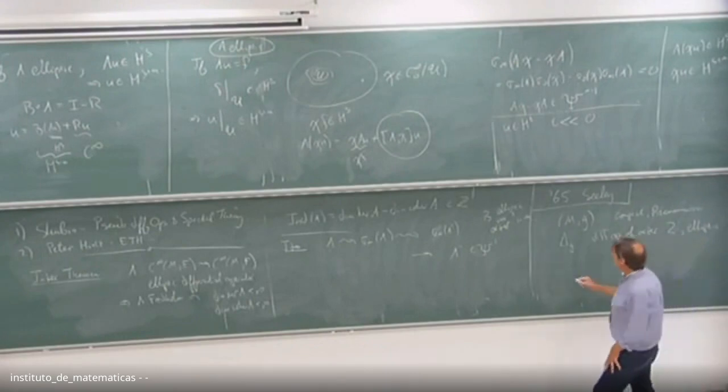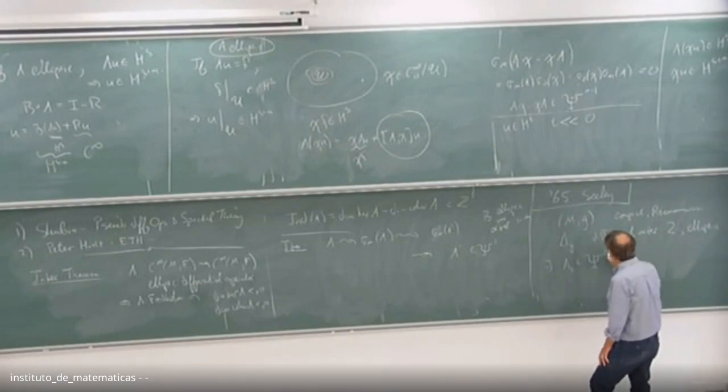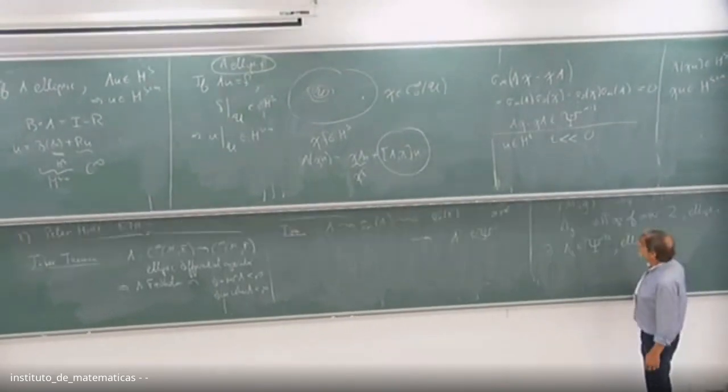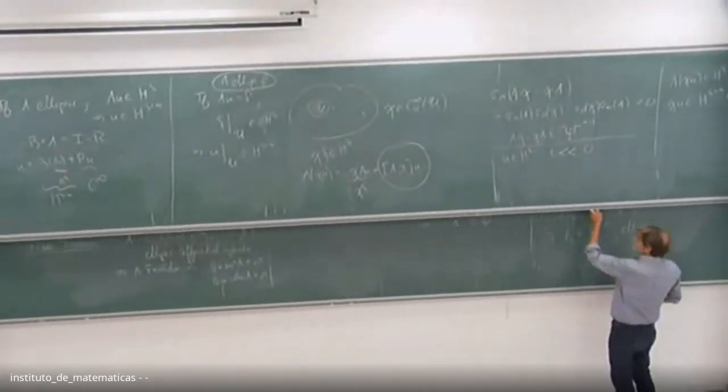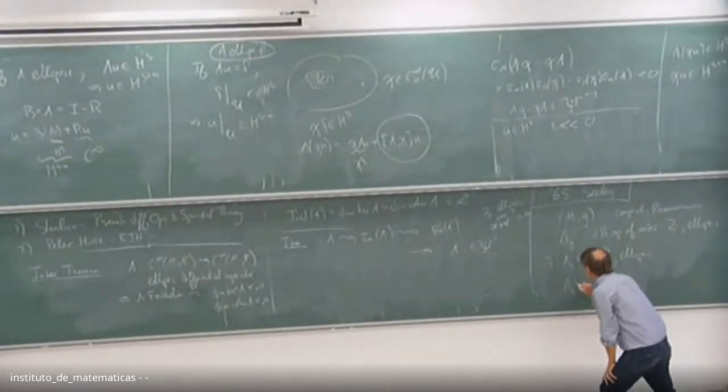And so the claim is that there exists a family of operators, A sub t. These are pseudodifferential operators of order 2t. These are all elliptic. And they have the following properties. Let's keep this here. A sub t composed with A sub s is equal to A sub t plus s.